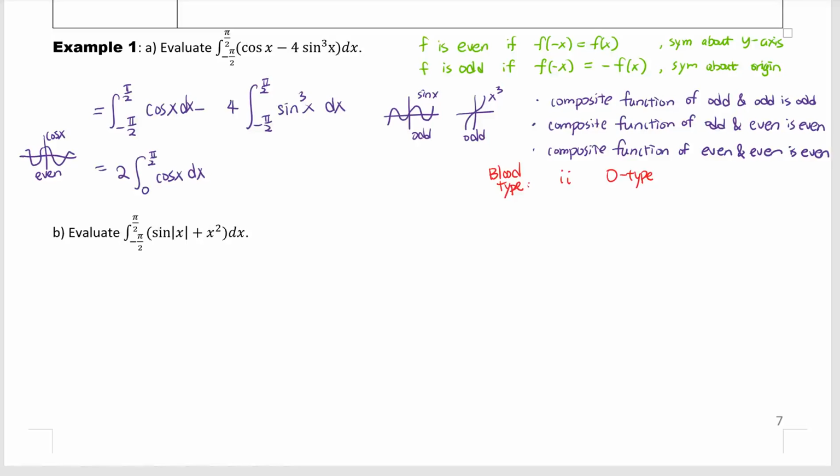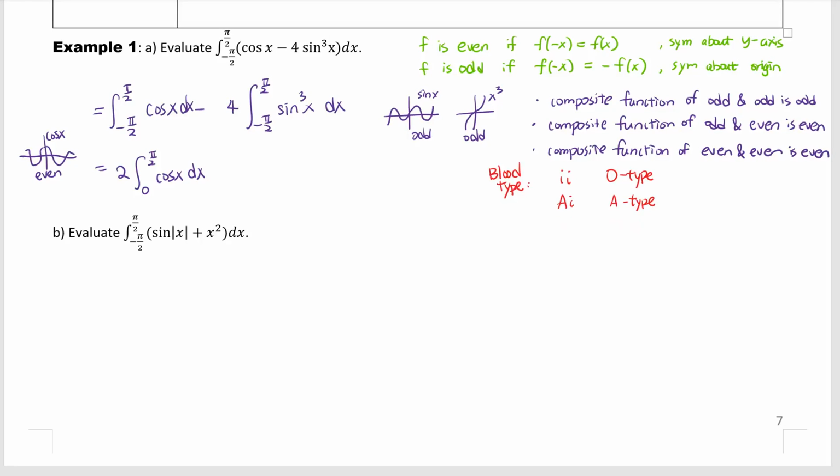This is an analogy. When you have AI, this is A type. When you have BI, we have a B type. So you can think of the odd function as the I, and the even function as the A. We don't need a B type.